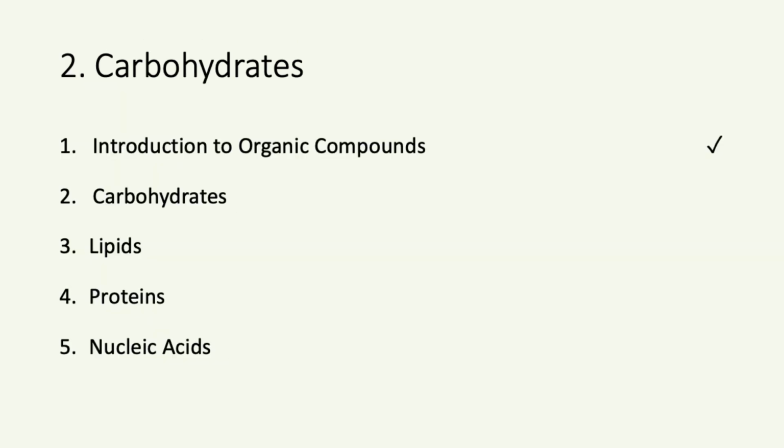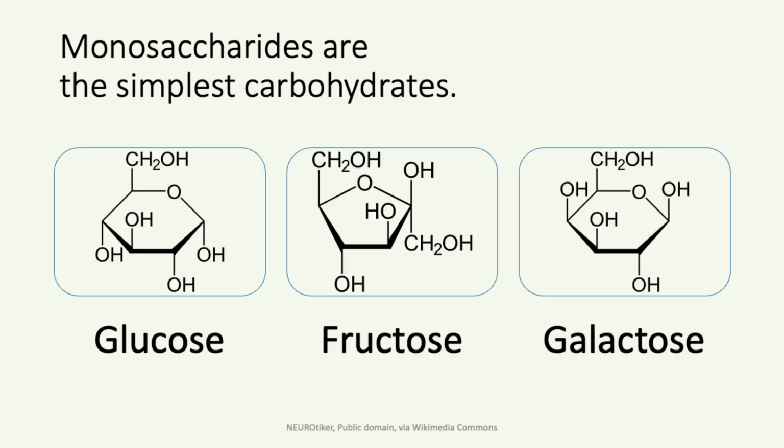Let's start with carbohydrates. While often associated with energy, carbohydrates also serve important structural roles within cells. Monosaccharides are the simplest carbohydrates. A monosaccharide has a formula that is a multiple of CH2O and contains hydroxyl groups and a carbonyl group. Examples include glucose, fructose, and galactose. Monosaccharides, particularly glucose, are the main fuel molecules for cellular work.